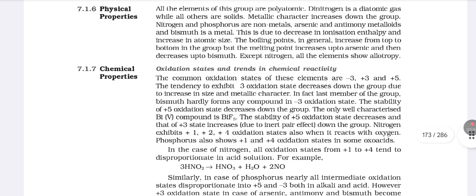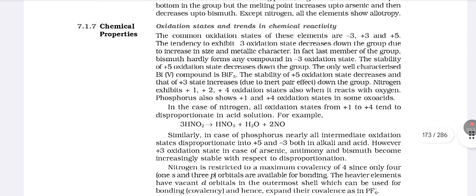Metallic character increases down the group. Nitrogen and phosphorus are non-metals, arsenic and antimony are metalloids, and bismuth is a metal. This is due to the decrease in ionization enthalpy and increase in atomic size. Boiling point in general increases from top to bottom in the group, but melting point increases up to arsenic and then decreases up to bismuth. Except nitrogen, all elements show allotropy.